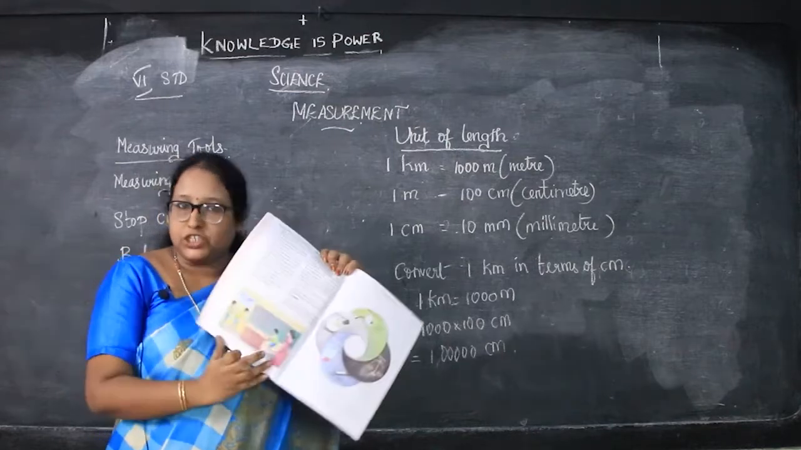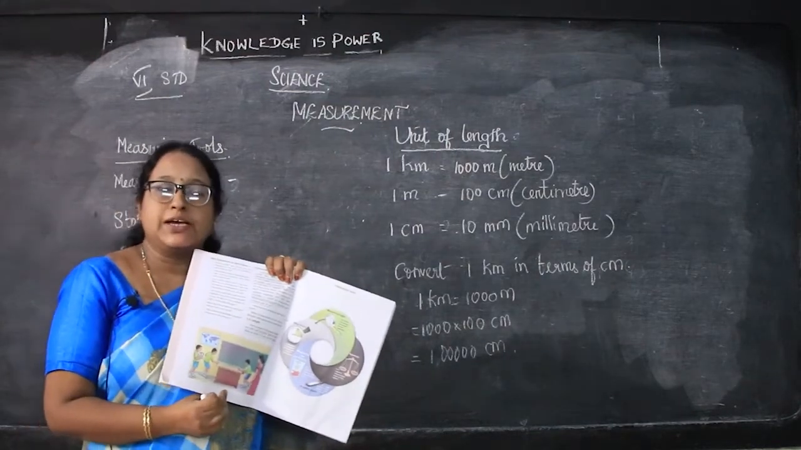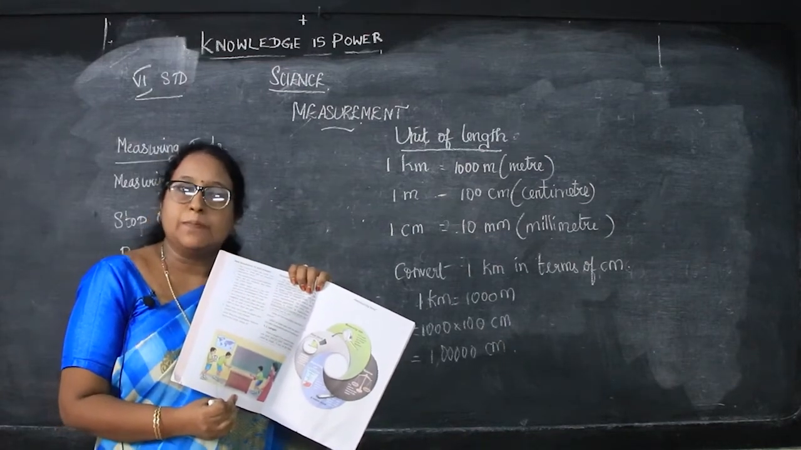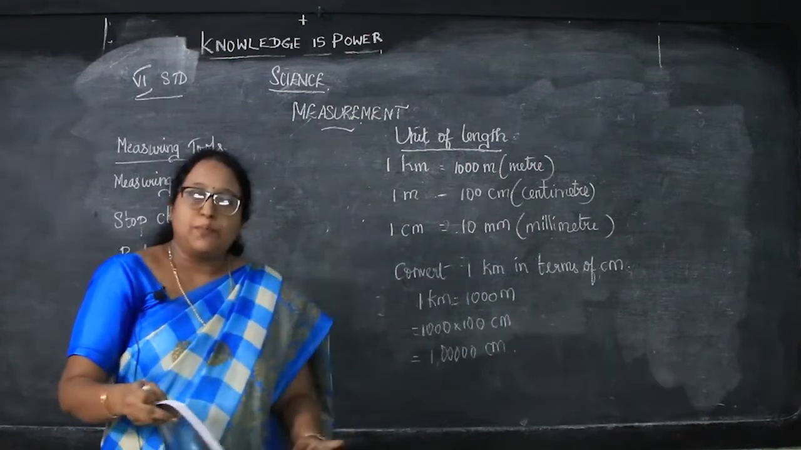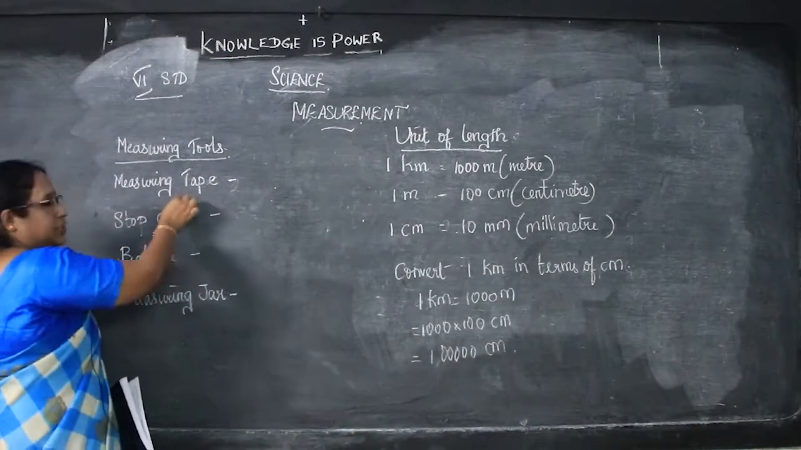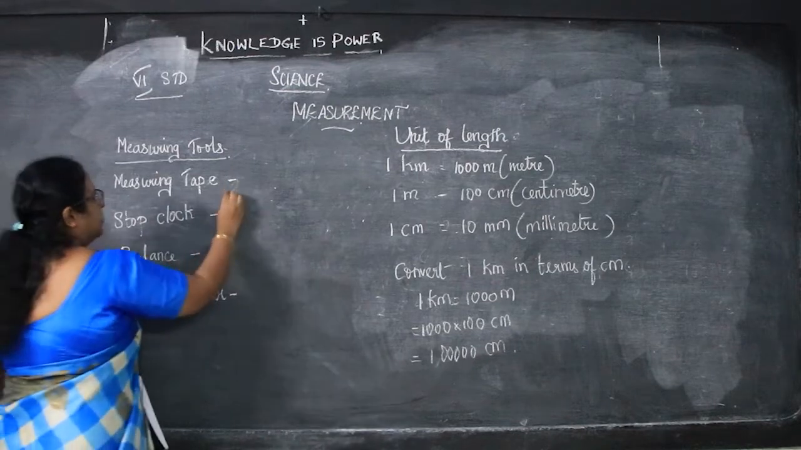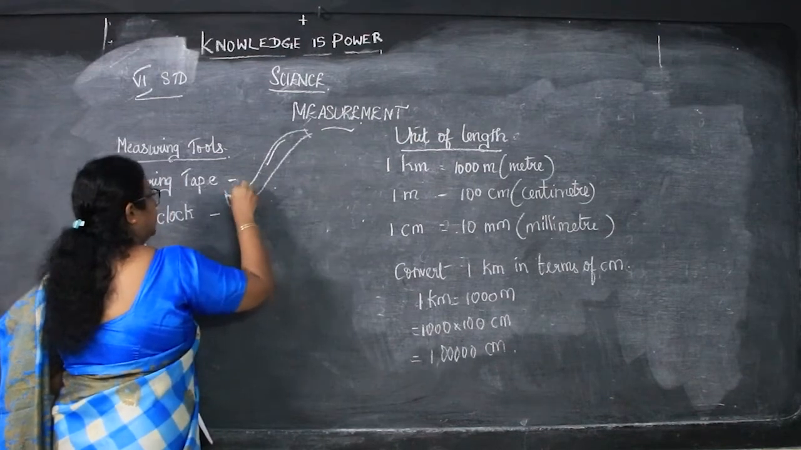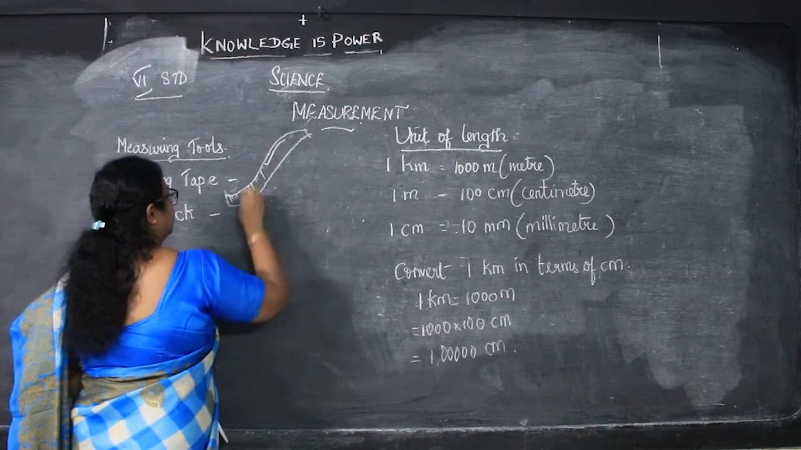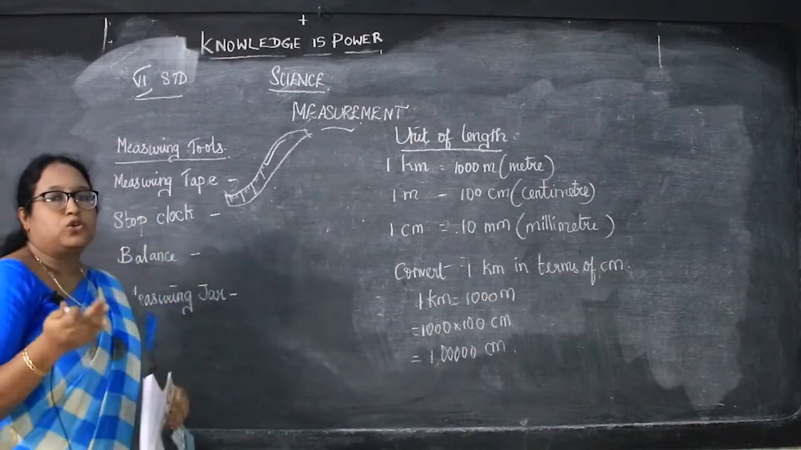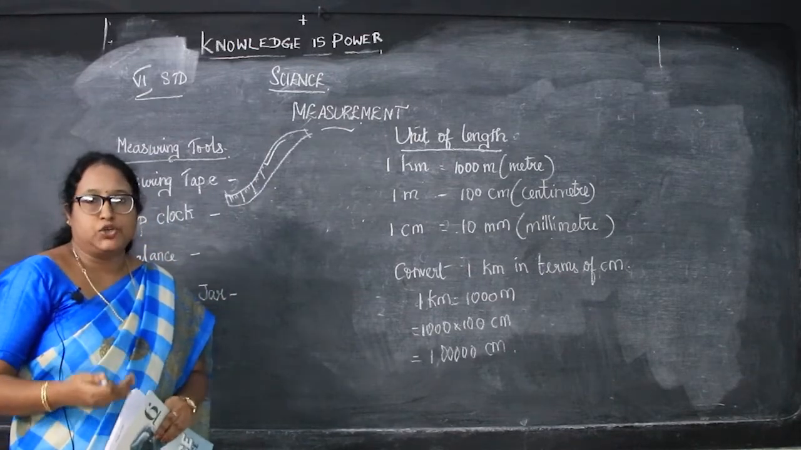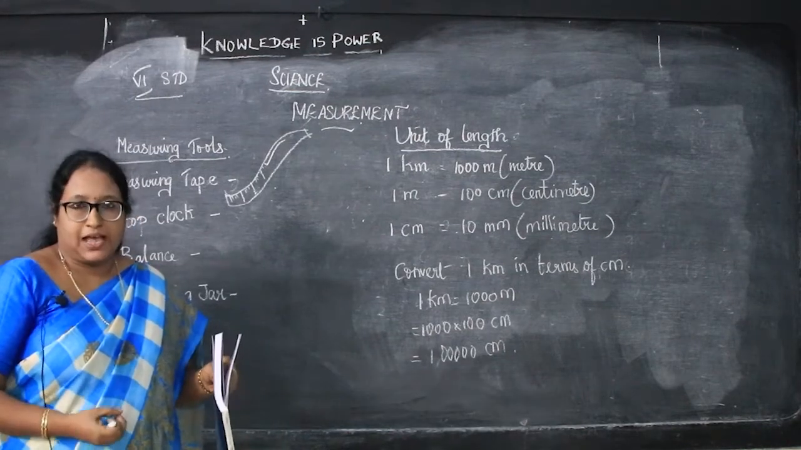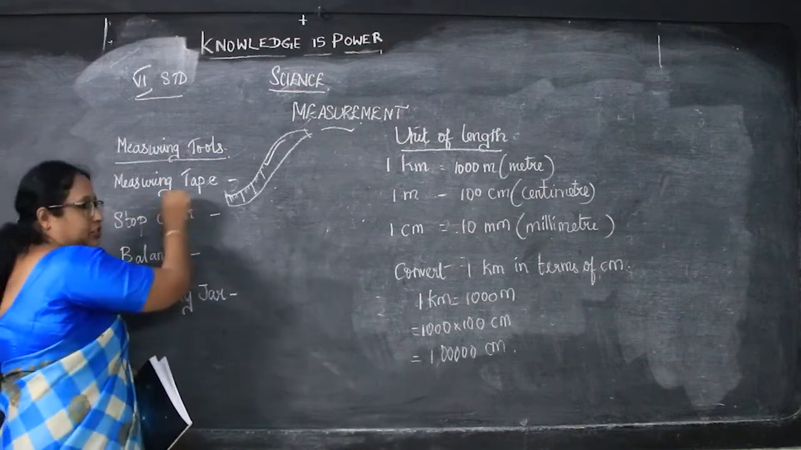Now you see in this picture, the students are taking the measurement of the table using the measuring tape. So it's one of the measuring tools. Now there are some more measuring tools like the measuring tape, what I said now. How will the measuring tape be? Like when you go to the tailor, you want to stitch a uniform. So what does the tailor do? He takes the measurement with the measuring tape. I think everybody knows. So this is a measuring tape.